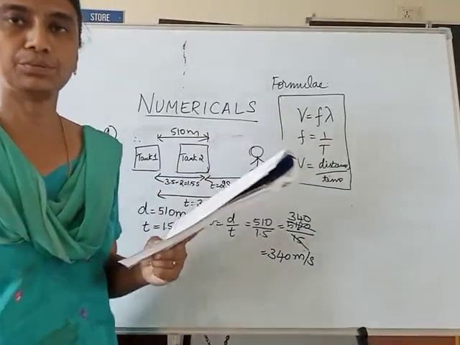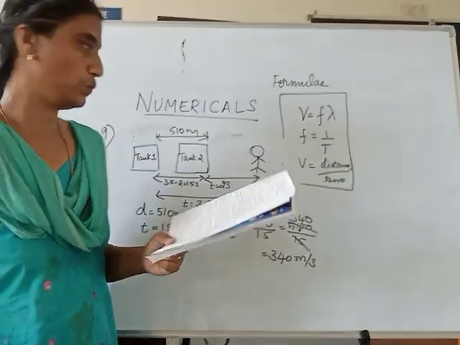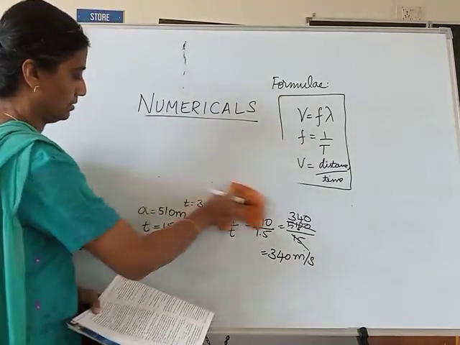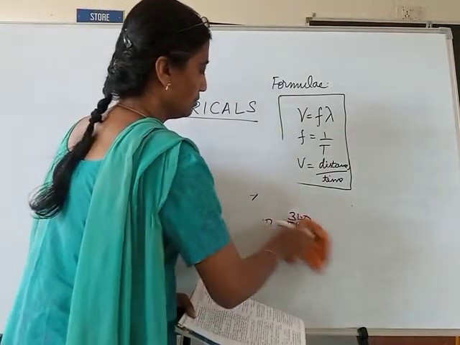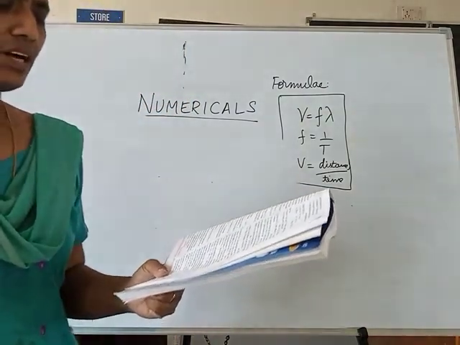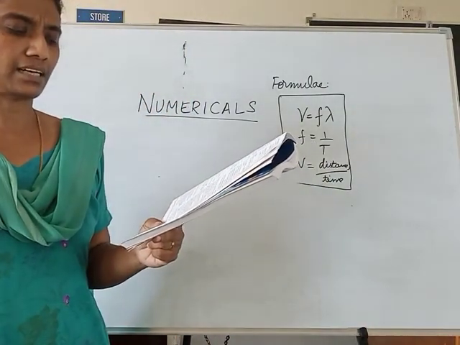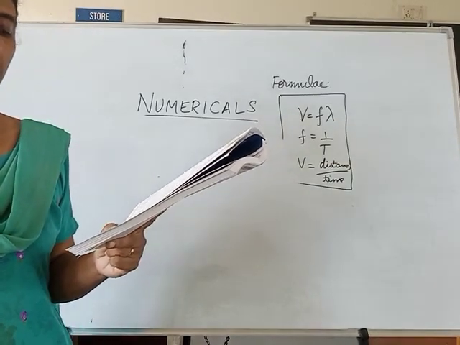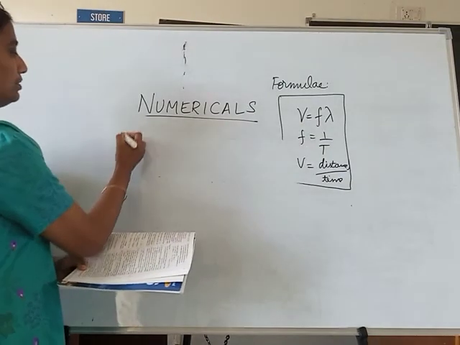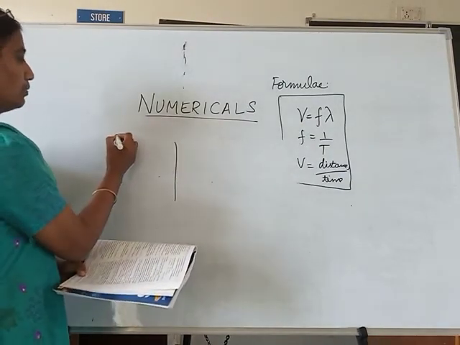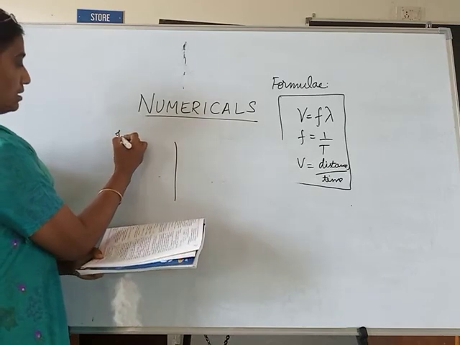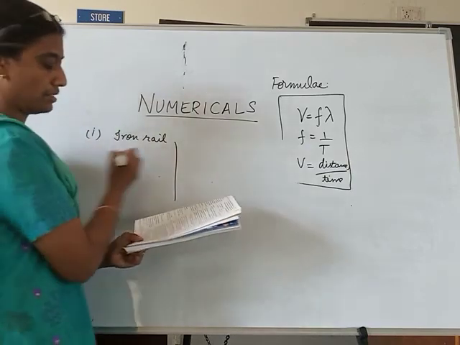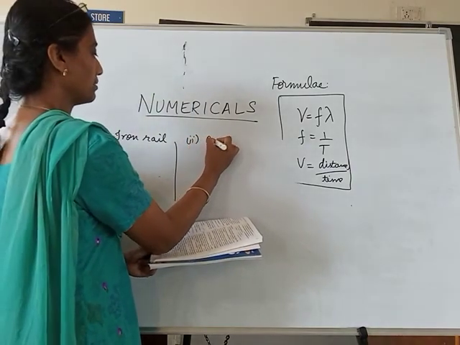And one more numerical I'll be doing. The 10th one; the 11th is homework. So we'll go to the 10th one now. How long will sound take to travel in an iron rail and in air, both 3.3 kilometer in length? So the distance is given. There are two things: the first one is an iron rail, and the second one is sound traveling through air.